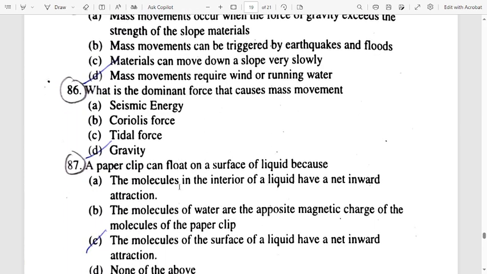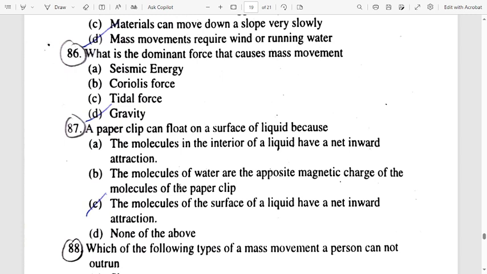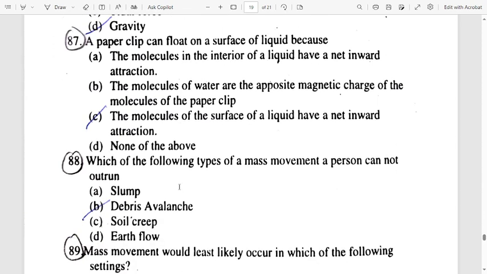Gravity. A paper clip can float on the surface of a liquid because the molecules at the surface of the liquid have an inward attraction. Which of the following types of mass movement a person cannot outrun? Debris avalanche.